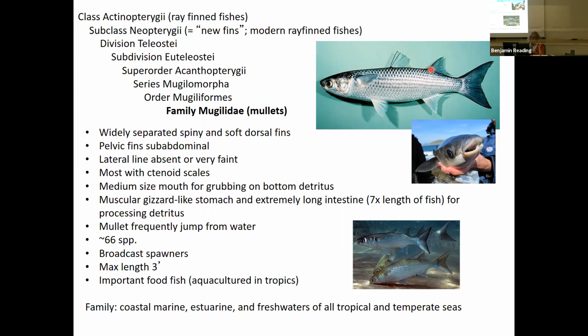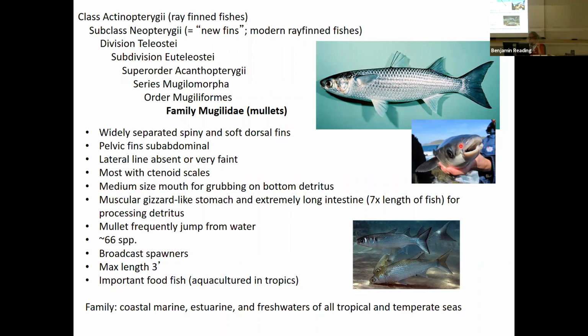Okay, key feature for more advanced fish: pelvic fins are sub-abdominal right here. So again, these pelvic fins are going to be moving. You're going to see pelvic fins associated with pectoral fins a lot from here on out. Lateral line is absent or very faint in these fish. They oftentimes don't have one. Ctenoid scales in most. Every now and then you'll see a throwback to cycloid scales, but really from here on out, we're going to be looking mostly at fish with ctenoid scales.